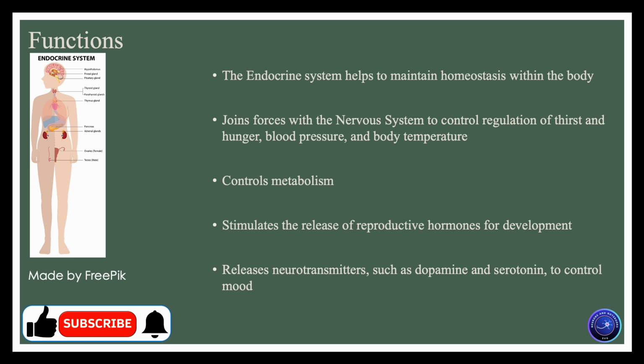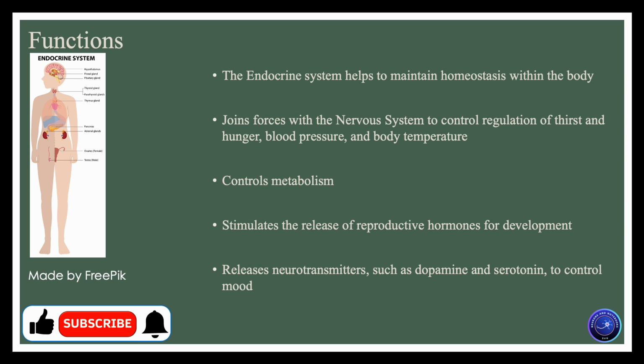So the endocrine system works with the nervous system to control things like thirst and hunger, body temperature, blood pressure, involuntary functions, essentially. Then the endocrine system controls metabolism, which is the body's mechanism for extracting nutrients from food. And then the endocrine system stimulates the release of various reproductive hormones, which are essential for reaching maturation and basically growth and development.